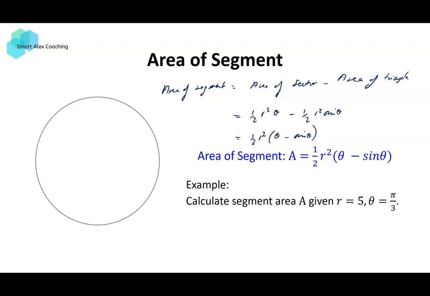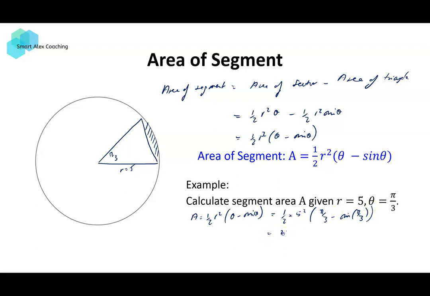Suppose I would like to calculate the segment area given that r is 5 and theta is pi on 3. This is what it looks like on the diagram. This shaded area here is a minor segment, and this is the area I'm interested in obtaining. Using the formula A is equal to a half r squared times theta minus sine theta, I'm going to get a half times 5 squared times pi over 3 minus sine pi over 3. This is going to give us 25 over 2 times pi over 3 minus root 3 over 2. So the area of the segment is simply 25 over 2 multiplied by pi over 3 minus root 3 over 2 units squared.